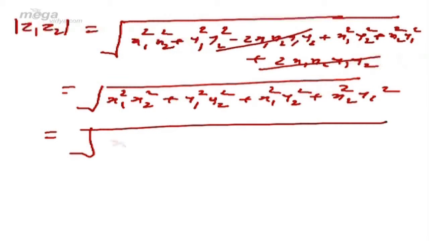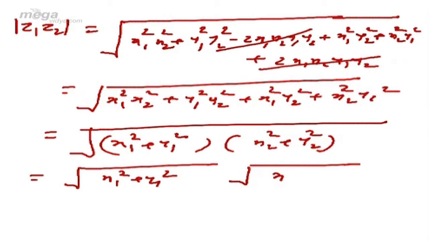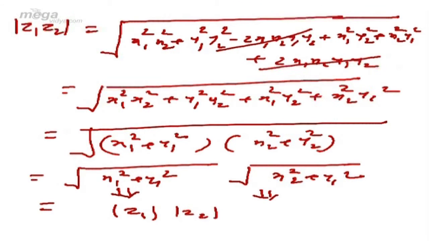So we'll get x1 square plus y1 square in one bracket and x2 square plus y2 square in second bracket. So we will get root of x1 square plus y1 square into root of x2 square plus y2 square. This term can be written as mod of z1, this term can be written as mod of z2. So mod of z1 z2 will be equal to mod of z1 into mod of z2.